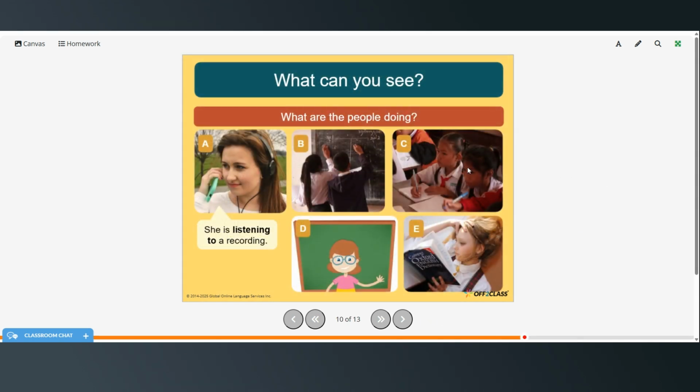So what can you see? What are the people doing in these pictures? So in picture A, she is listening to a recording. Picture B, they are solving a math problem. Picture C, they are taking notes. Here the teacher is smiling. And here the girl is studying.